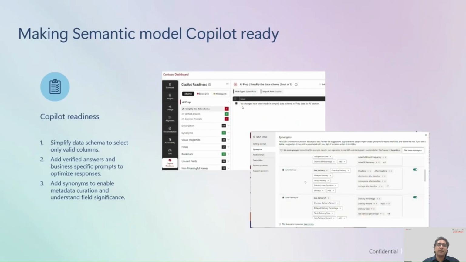Next, we add verified answers and business specific prompts. This optimizes the Copilot responses for the organization's unique needs by giving it context of the business. Lastly, we add synonyms which allow Copilot to understand alternative terms used within the business processes. Metadata curation is key to helping Copilot understand field significance.